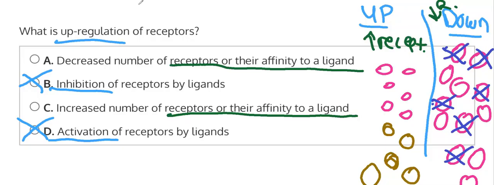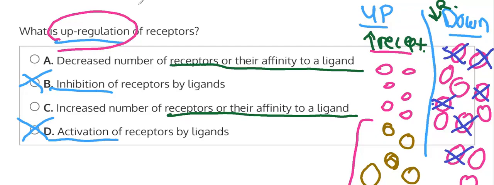Well, we're focusing on here the upregulation, which, as we saw in this example, upregulation, we increased the amount of receptor sites. So we would go with option C here, an increase in number of receptors. Option A, which says decreased number of receptor sites, would be the opposite. That would be downregulation. So down, but we are looking for up, which is option C.